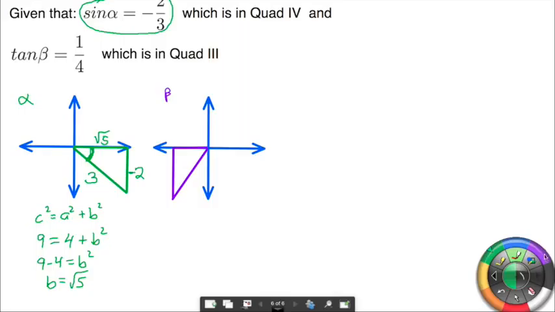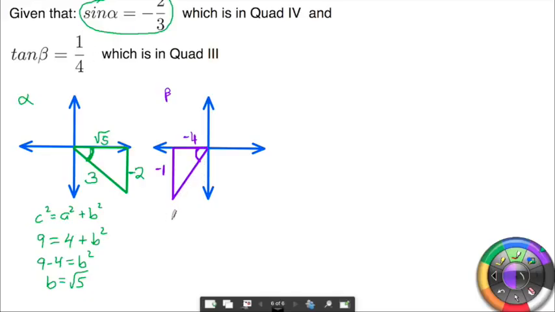All right, so let's work on the other triangle here. Tangent of beta is equal to 1/4. The reference angle is here, and tangent is equal to opposite the angle over adjacent to the angle. So this side is 1, and this side is 4. Now because it's going to the left and down, they're both negative. And a negative divided by a negative gives us this nice positive tangent.